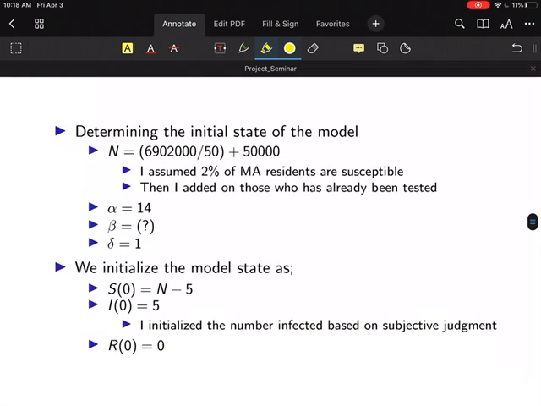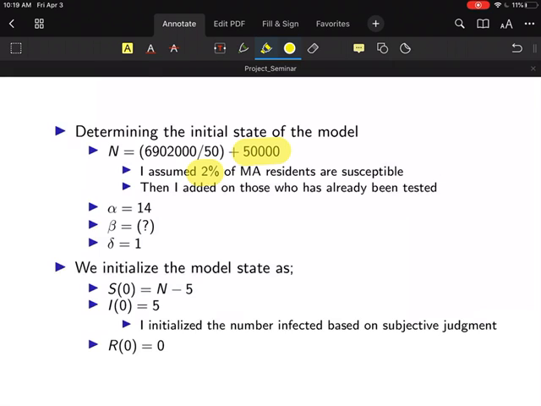As a way of analysis, I set N to be equal to 6.9 million divided by 50, plus 50,000. I assume that 2% of MA residents are susceptible to the infection, and then 50,000 have already been tested for the disease. So if I take 6.9 million divided by 50 plus 50,000, I assume these are the people in MA that are quite exposed to the infection at the moment.